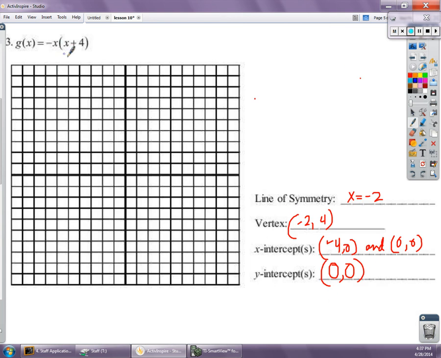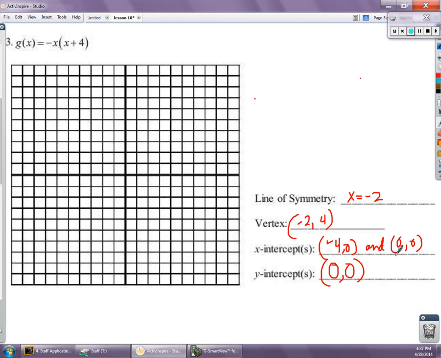Here, the x-intercepts were -4 and 0. You could have got that by setting this equal to 0. If you set -x equal to 0 and solve it, you get x equals 0. And if you set x plus 4 equal to 0, you get x equals -4. So by having it in factored form, you can figure out the x-intercepts.